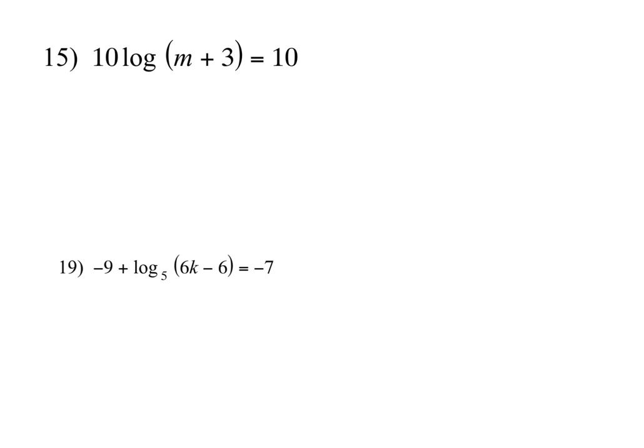So just like in the prior one, I need to now get my log completely by itself. So I am looking at this one. I need this right here by itself, okay? And so I'm going to look at what's happening to that. Well, a 10 is multiplying by that. So I am going to divide both sides by 10. All right? And I will cancel the 10 out here. On the left-hand side, I just have log of m plus 3. And on the right-hand side, I just have a 1. Okay? Bases cancel out bases.